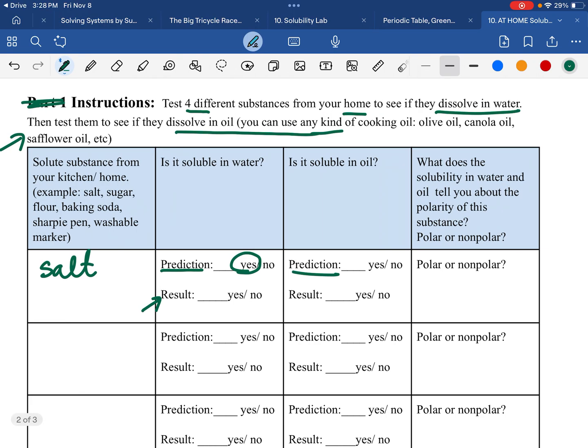Then from those results, what does it tell you about the polarity of the substance? In this case, the polarity of salt. So if salt does dissolve in water, then you would conclude that salt is polar. If salt does not dissolve in water and dissolves in oil instead, you would conclude it's nonpolar.